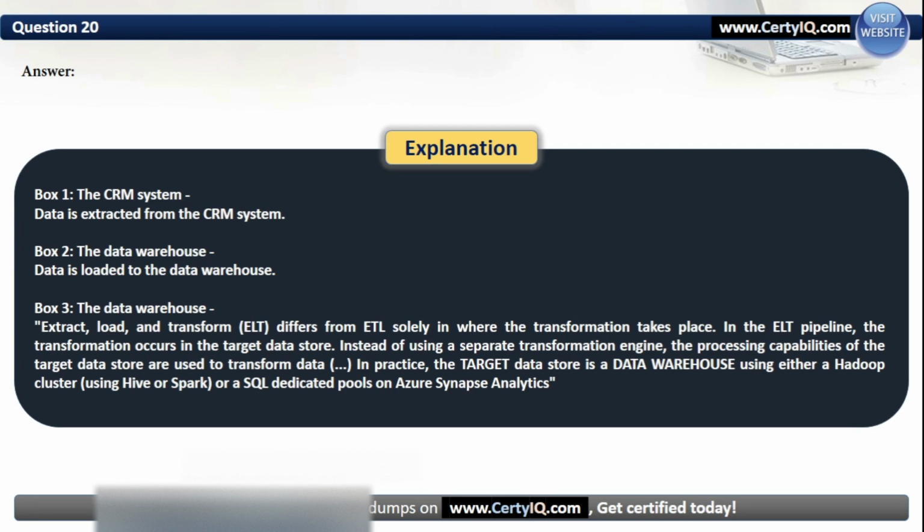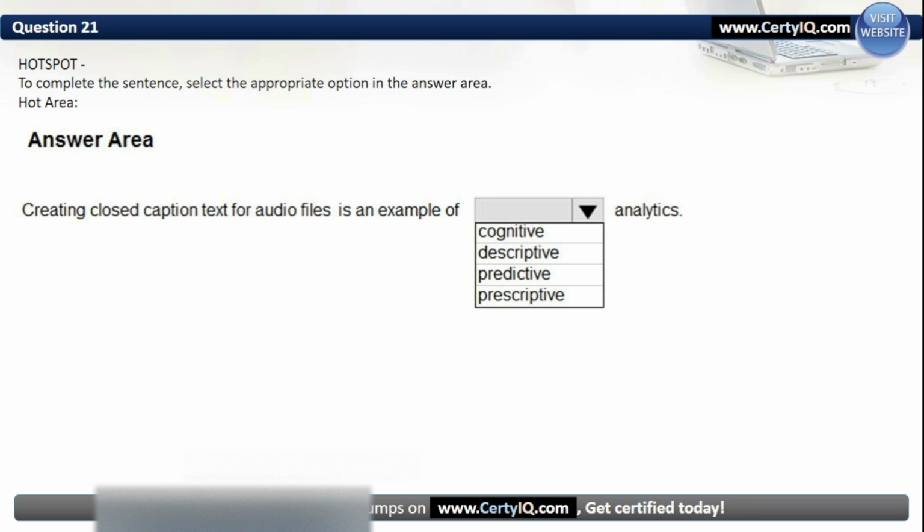About box 3, extract, load, and transform differs from ETL solely in where the transformation takes place. In the ELT pipeline, the transformation occurs in the target data store. Instead of using a separate transformation engine, the processing capabilities of the target data store are used to transform data. In practice, the target data store is a data warehouse using either a Hadoop cluster or a SQL dedicated pool on Azure Synapse Analytics.